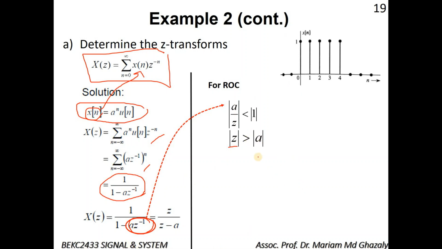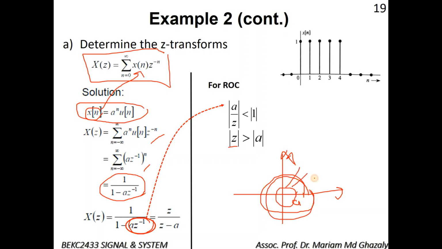you will see that if you draw out the region of convergence, for example, you have this unit circle, and a is maybe somewhere here. This is a, so a is here, which means the region of convergence is actually covering the unit circle.